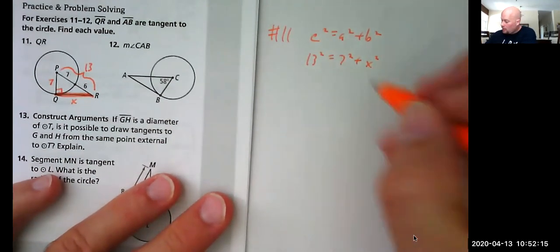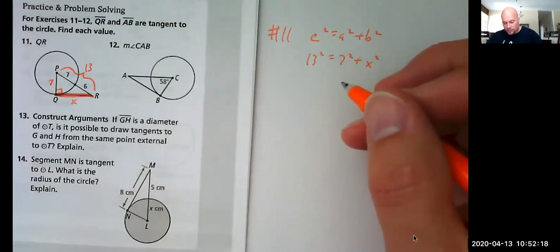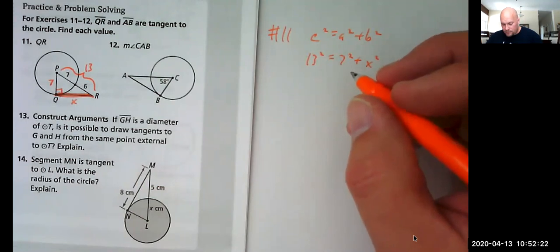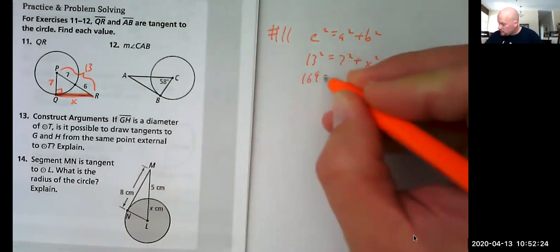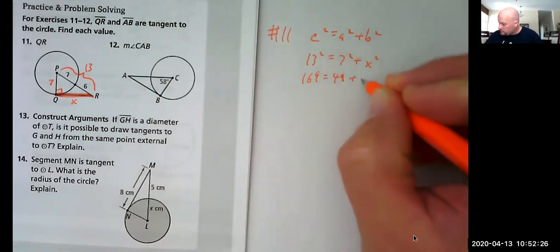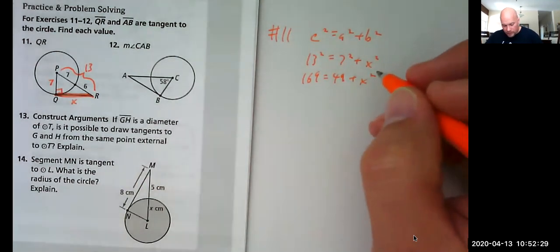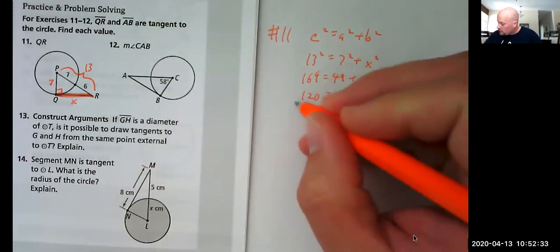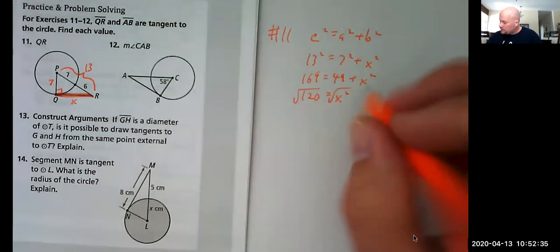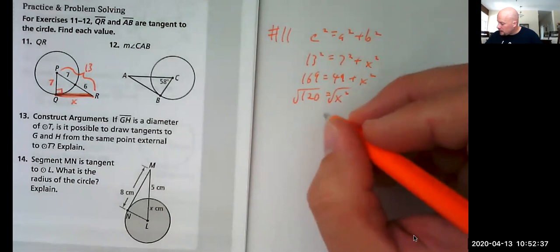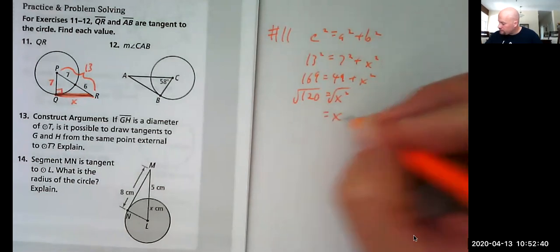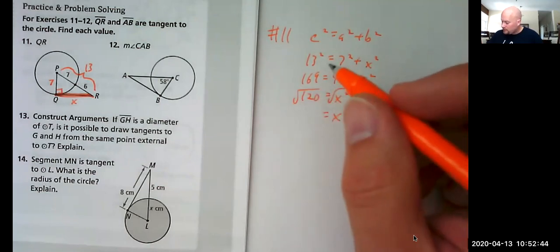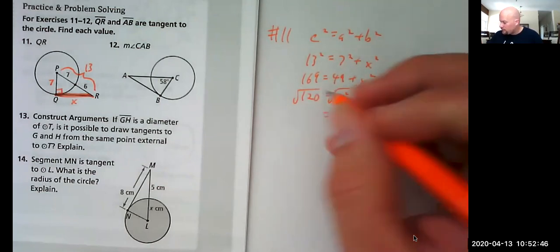Now, 13 squared is going to give us 169, subtract off the 49, leaves us with 120. Take the square root of both sides. Now, it did not say how it wanted us to leave our final answer here, but since the other values were exact values, I think that they'd want an exact value here as well.